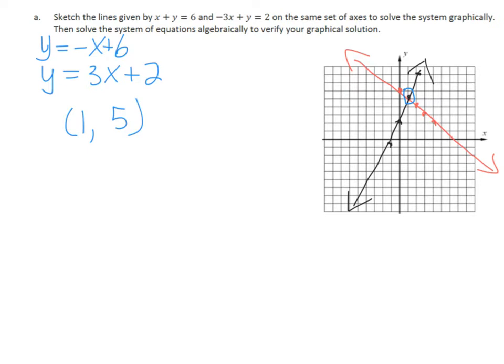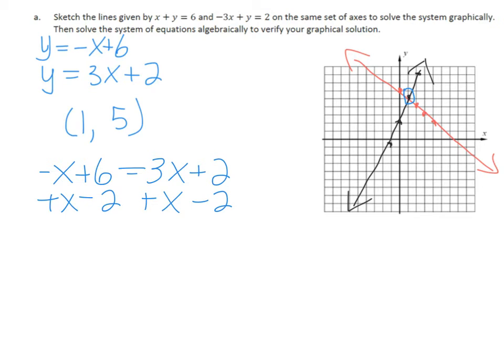Next, we're going to solve it algebraically, and it is a little easier to solve this one. Notice that you can use substitution. So if I use substitution here, I have negative x plus 6 equal to my other y equals, so equals 3x plus 2. If I'm solving for x, I can move the x. And since I moved the x, I'm going to move the 2 the other way, and that will cancel. And 6 minus 2 will give me 4 is equal to 3x plus x, which will be 4x. So then solve for x, and we get x is equal to 1.